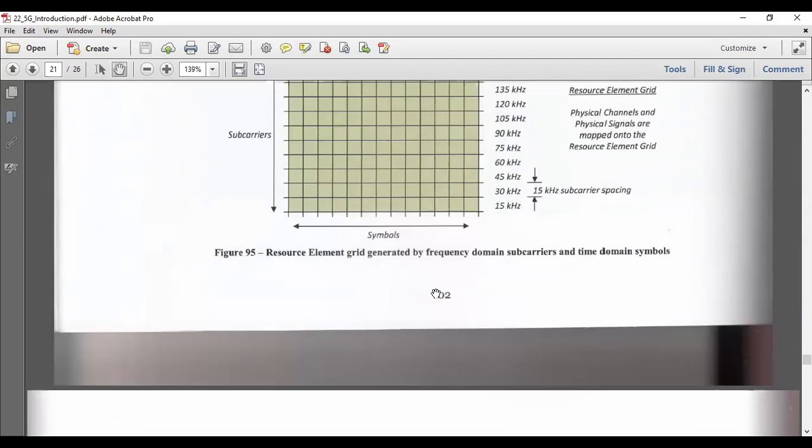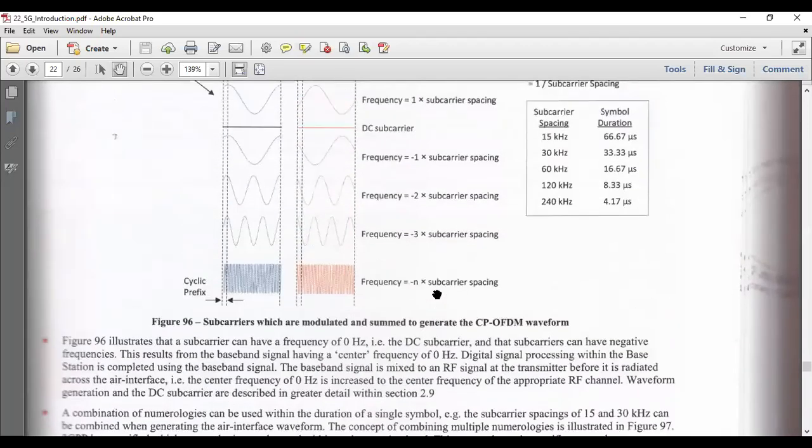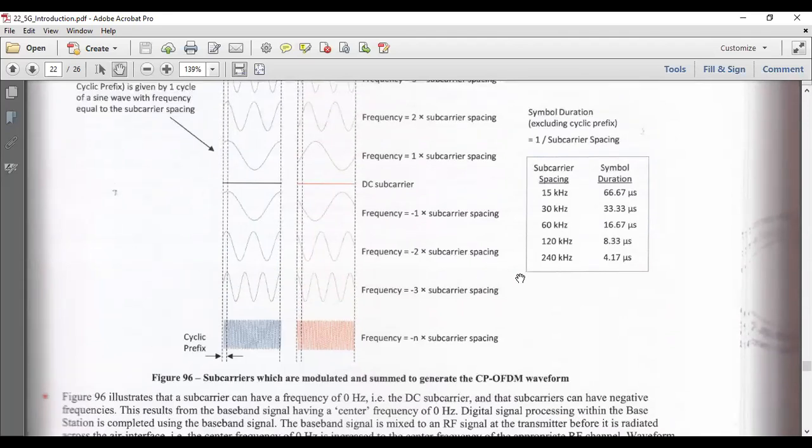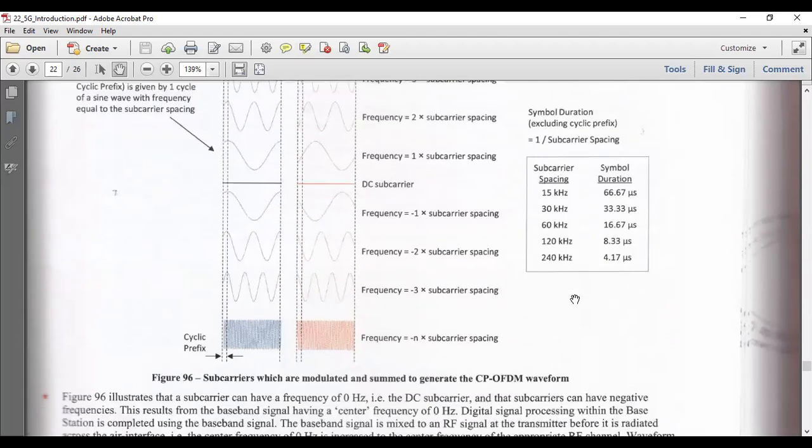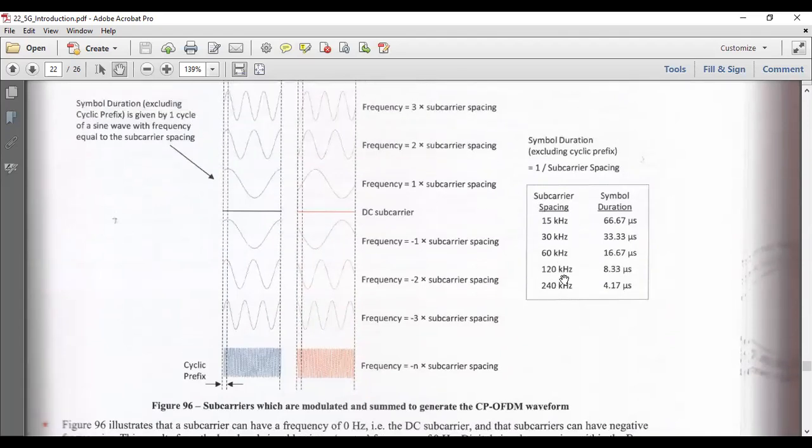Now, 5G allows a number of options. The subcarrier spacing can be 15 kilohertz, 30, 60, or 120. These are for data. 240 is not for data, it's for a control channel. So you can consider up to 120. So you have four different subcarrier spacing options, and the symbol durations are shown accordingly.